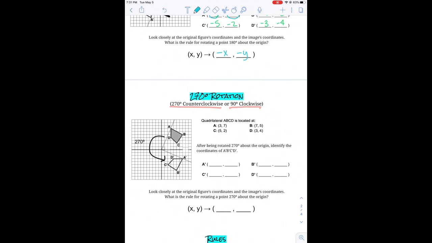All right, so I found that A was at 7, -3. B was at 5, -7. C was at 2, -5. And D was at 4, -3. For the rule, I see that the old Y value moved into the X position. So 7 moved to the X position. And that is true for all 4 points.